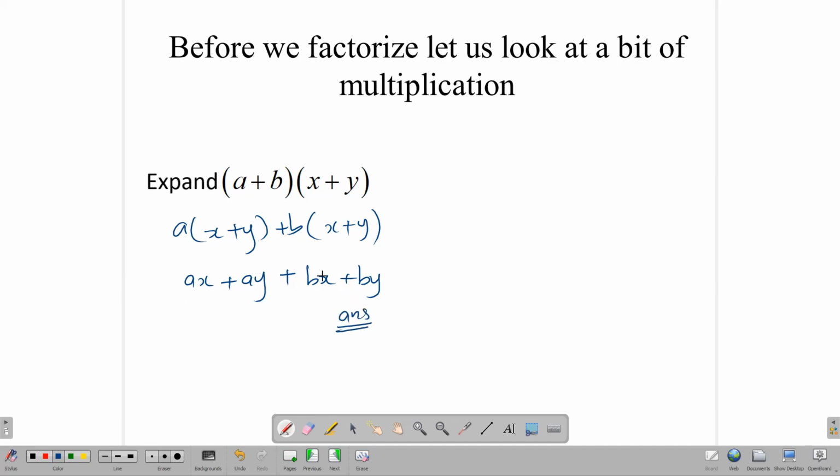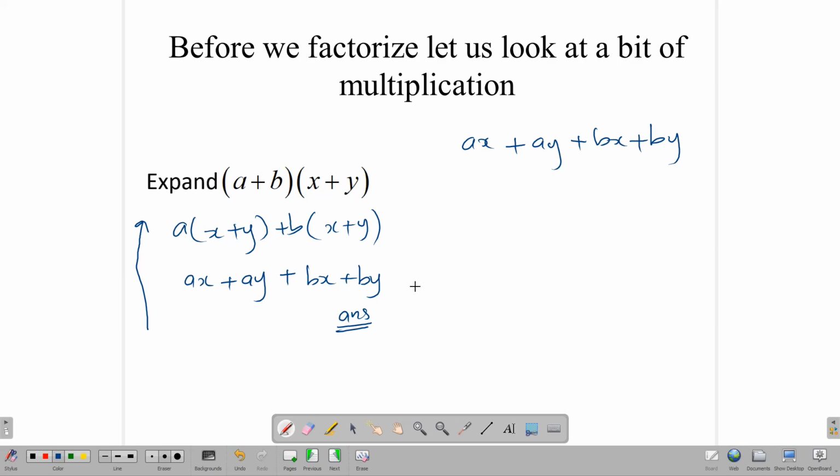Thing is now, how can we reverse this? How can we work it backwards so that we get back to this a plus b x plus y? And that is the focus of our lesson for today. How can we reverse this? So let's start by writing down ax plus ay plus bx plus by.